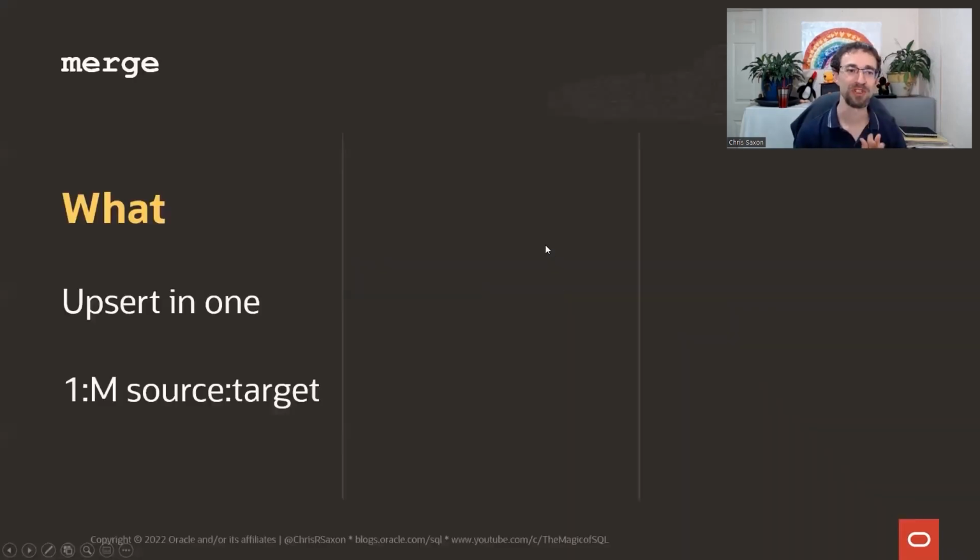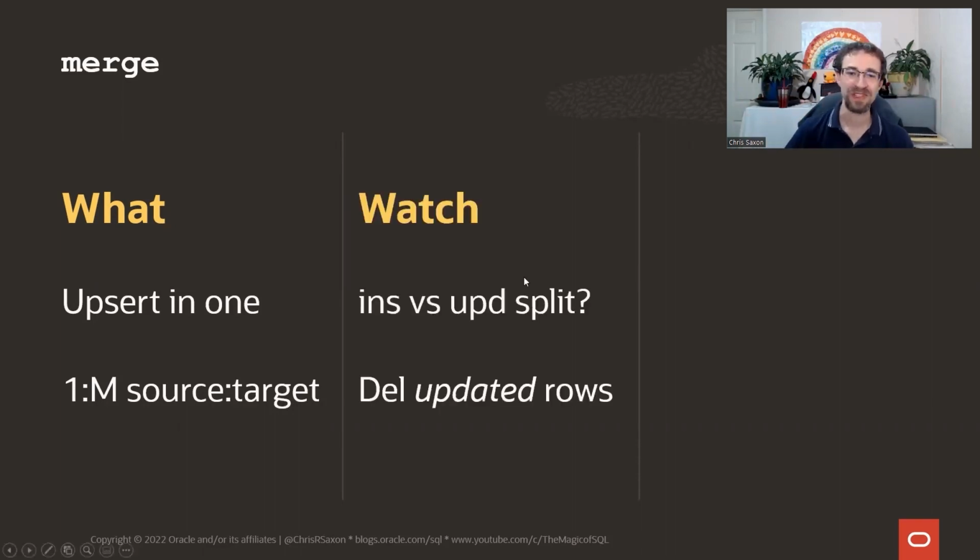So, merge allows you to do UPSERT, update if exists, insert if not exists logic in one statement. You should use it. The ideal world would actually be a one-to-one relationship between target and source rows, with appropriate primary or unique constraints to enforce that. You could have a one-to-many source to target, but if you have a many-to-one source to target relationship, you're going to have a bad time. Strange things could happen.